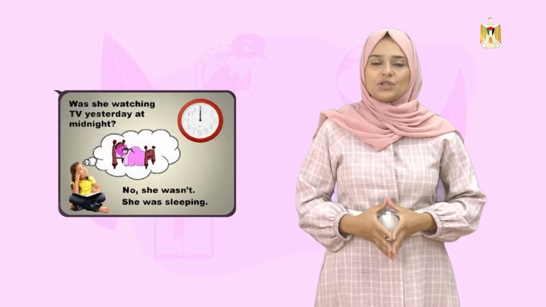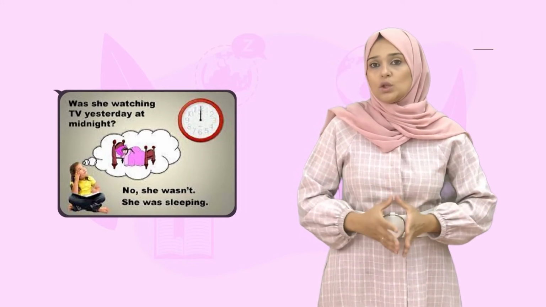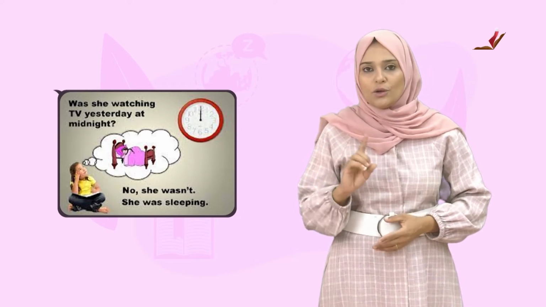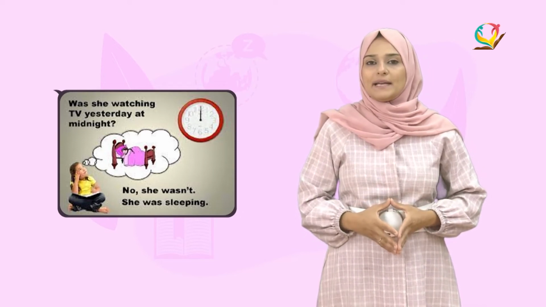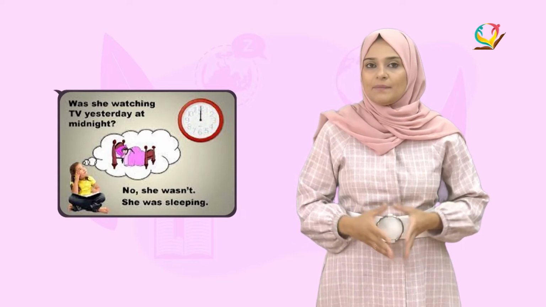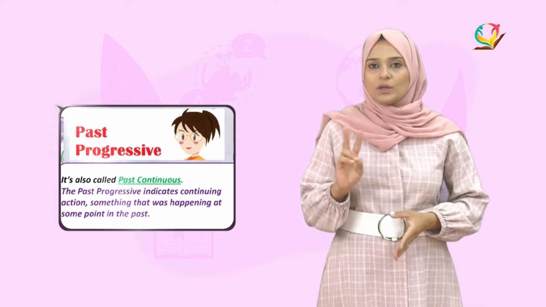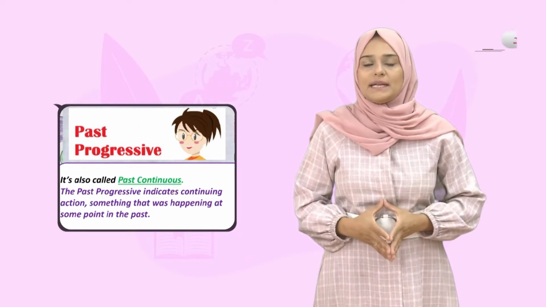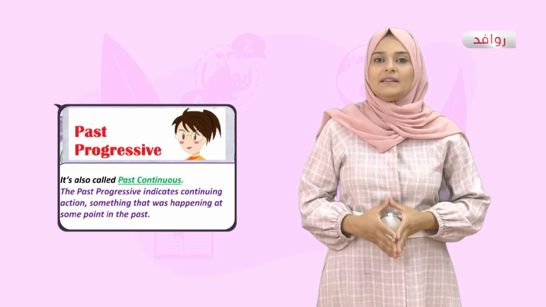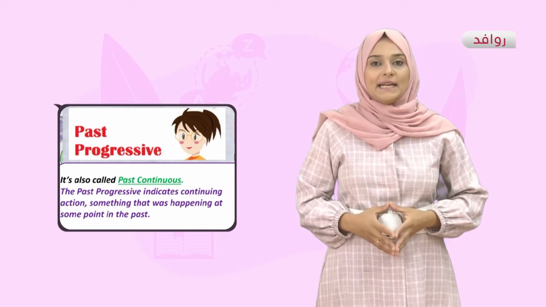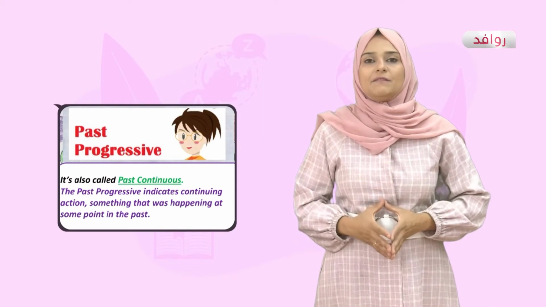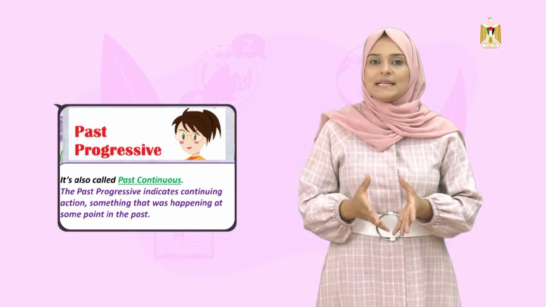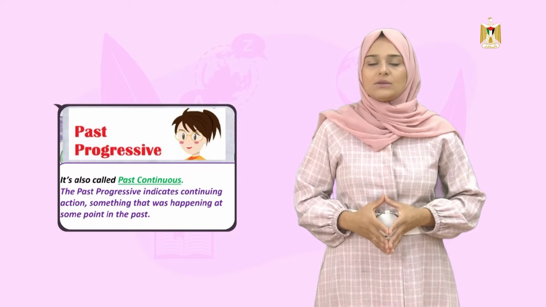Look at the second picture. What was she doing at midnight yesterday? Was she watching TV? No, she was sleeping. As we notice, in both sentences, the actions were happening at some point in the past. So this is the usage of the past continuous tense.